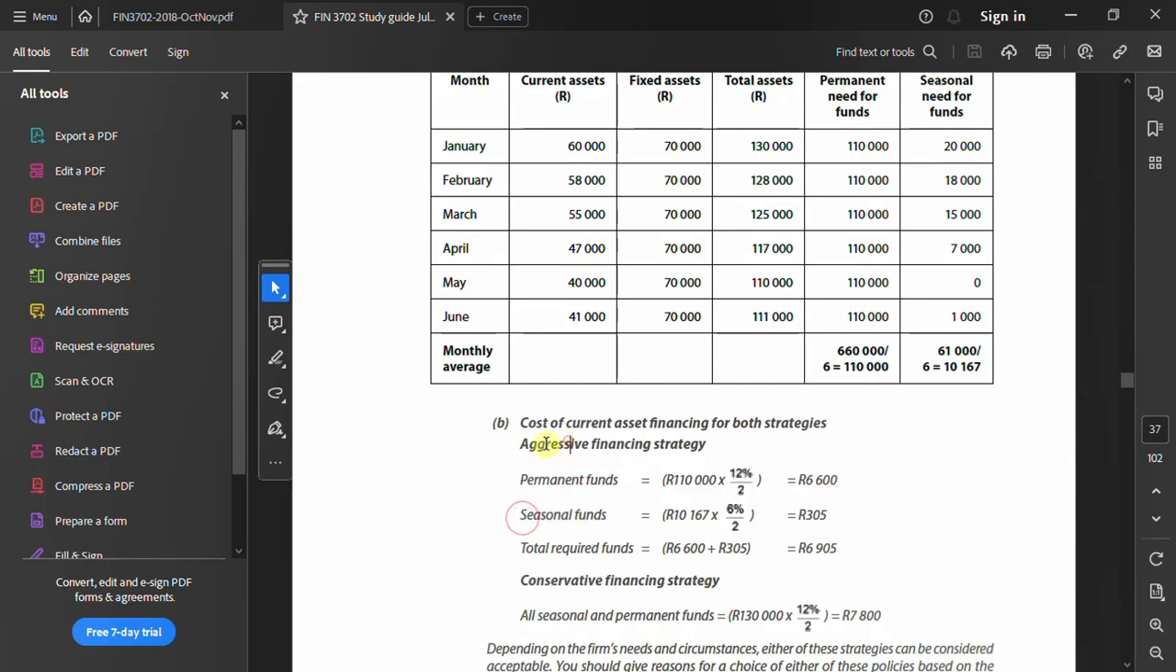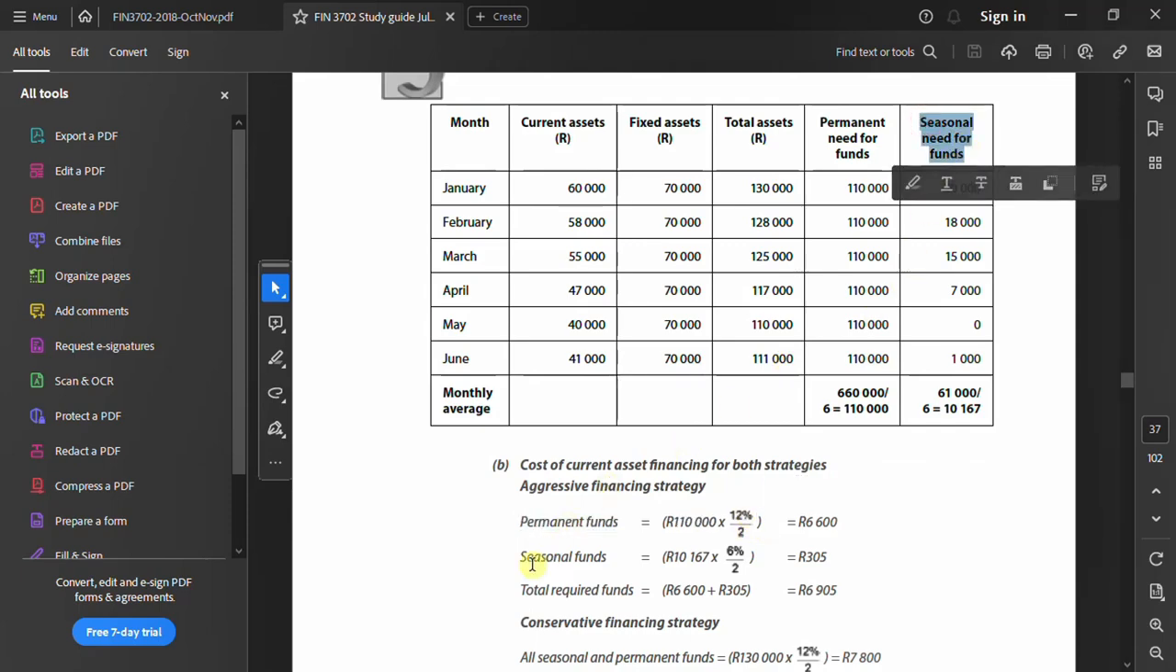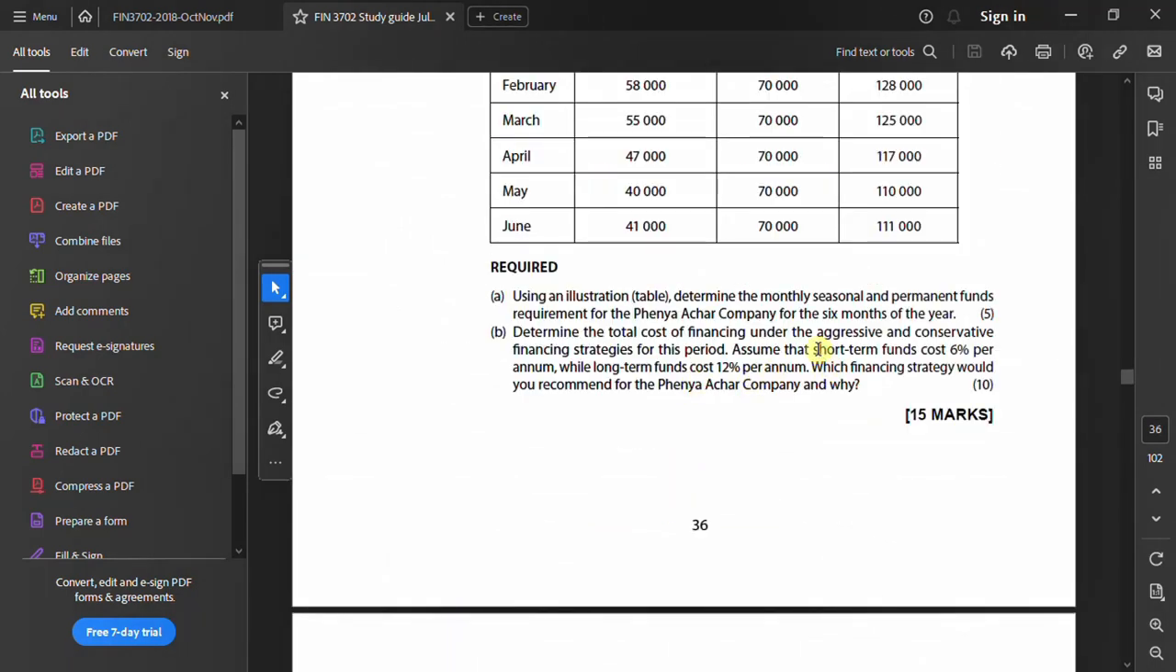Okay, so if you're looking at these amounts, your permanent funding would be the smallest amount, which is this one, the 110. The biggest amount is the 130. So if you had to draw a diagram, there's the permanent, see? And then the seasonal would be the difference between your total and the permanent.